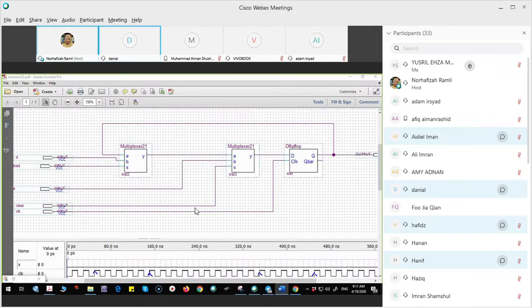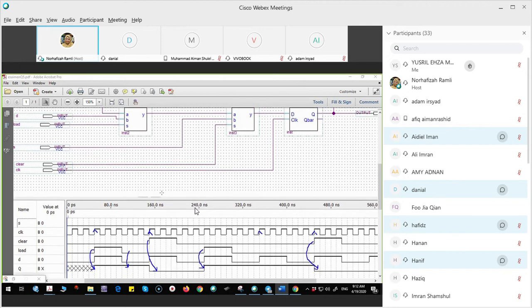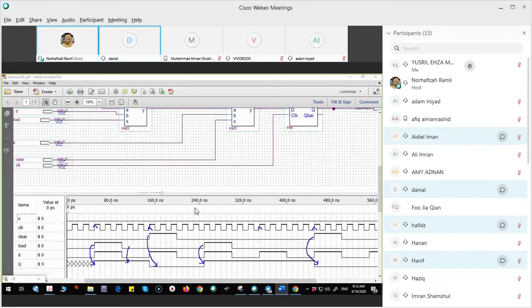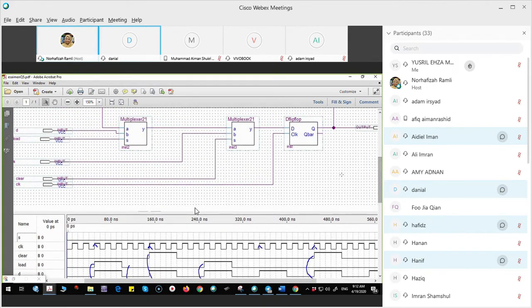And then if you can see from my waveform, when load is 0 and clear is 0, it will maintain the Q. But the output changes during the positive trigger, right? Yes. It looks like here load is high, right? Load will override. Now, which one will override which one? Clear, right?